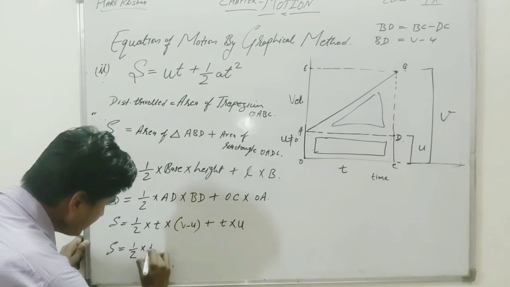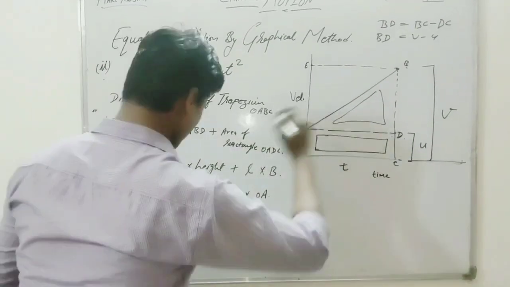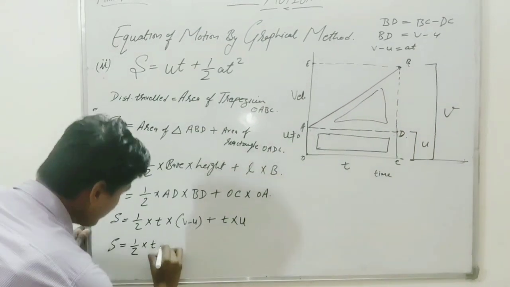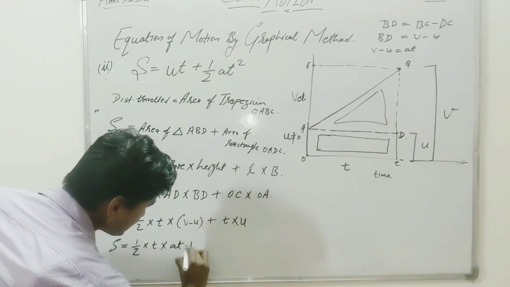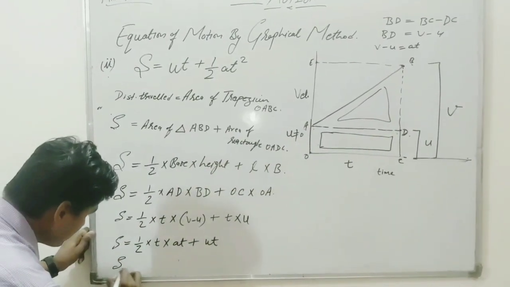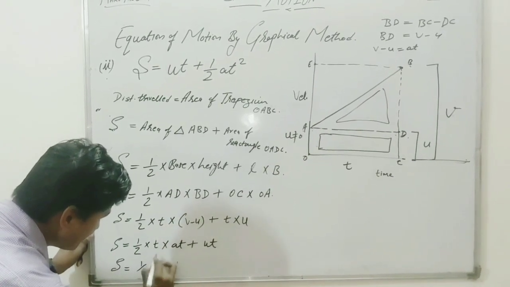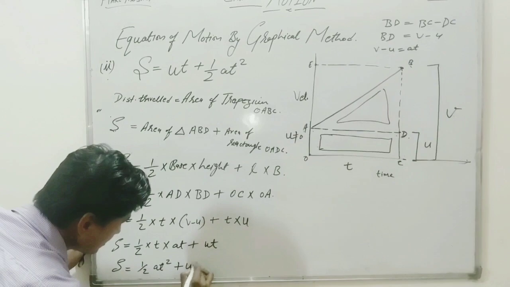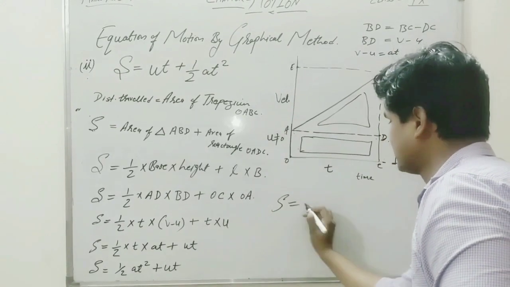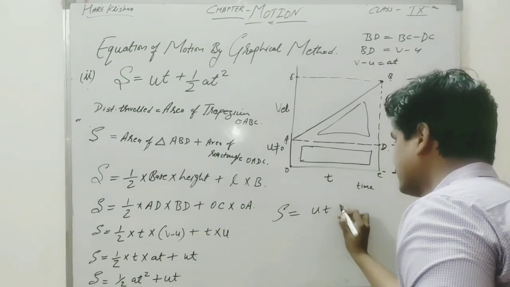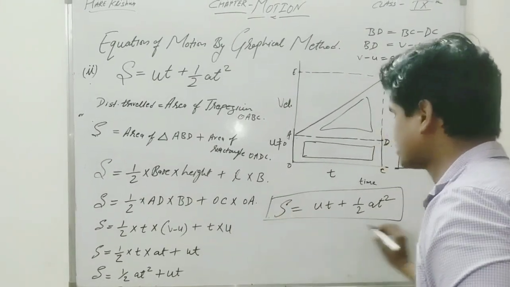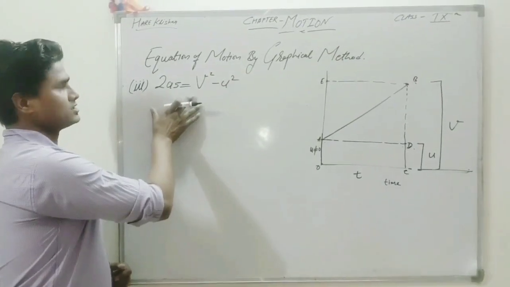We can write it as t, but from the first equation we know v minus u is equal to at. So we can write v minus u as at, and if we multiply it, we get half at square plus ut. Now, if this equation is written properly, we will get ut plus half at square, which is our second equation of motion. Now we come to the third equation of motion.